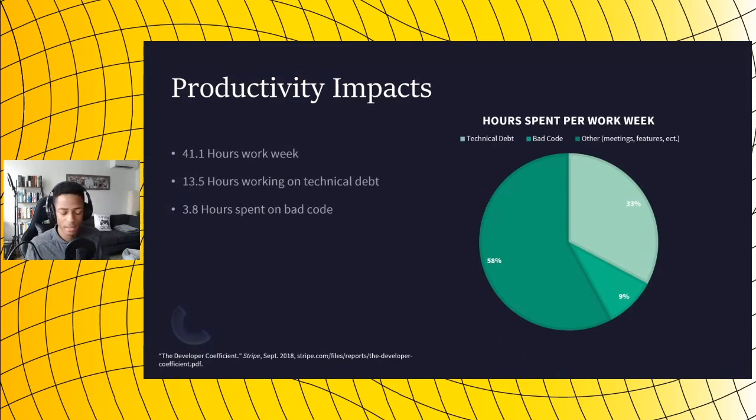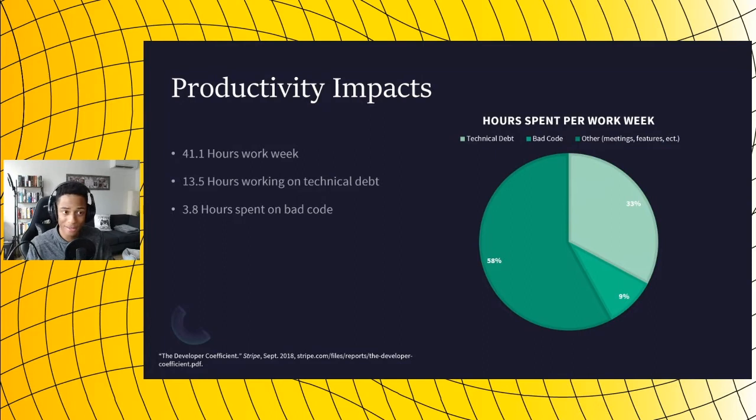Now, jumping into this, let's jump back and take a look into the average developer work week. How does bad code itself affect the average developer? Well, Stripe released a study called the Developer Coefficient. It was released in September of 2018, and they surveyed a lot of developers globally, right?